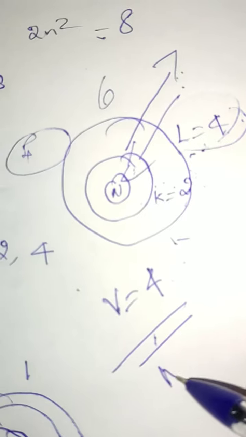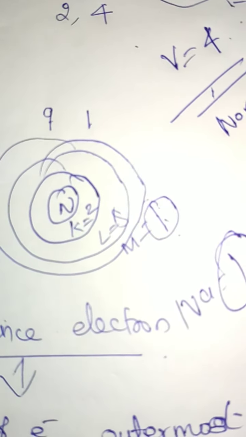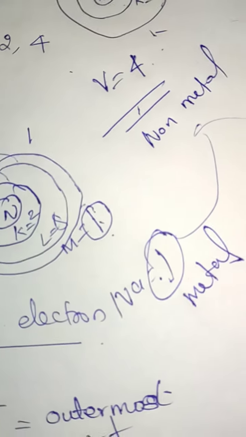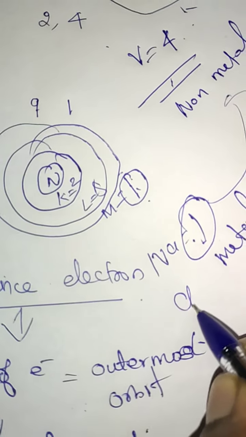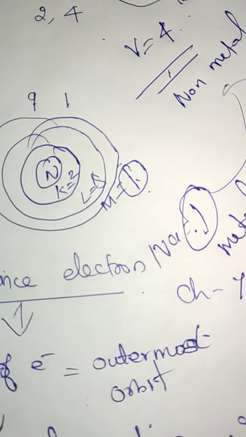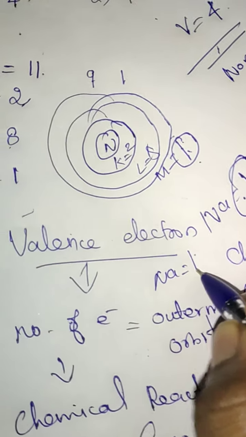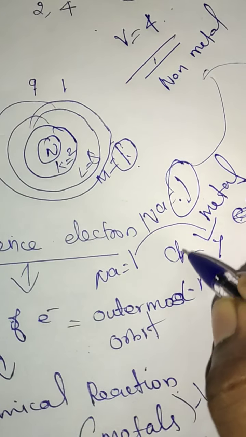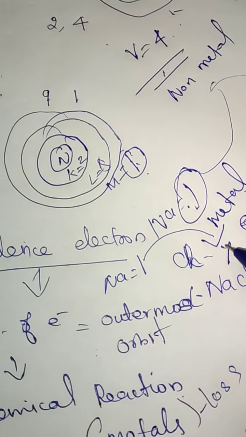Is it a metal or non-metal? It is a non-metal. See, sodium has valency 1, so it is a metal. Always the metal will lose electrons to the non-metals. For example, sodium and chlorine: chlorine's outermost shell contains 7, and sodium contains 1. So sodium gives 1 electron to chlorine and they form sodium chloride. So they are undergoing a chemical reaction.